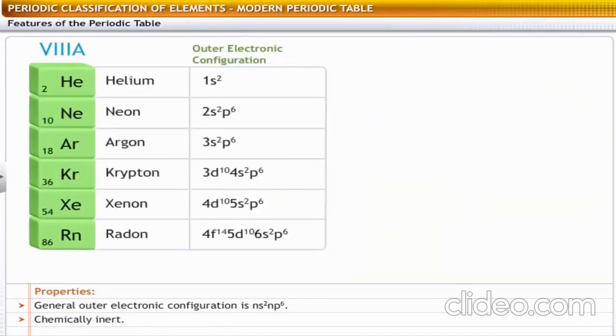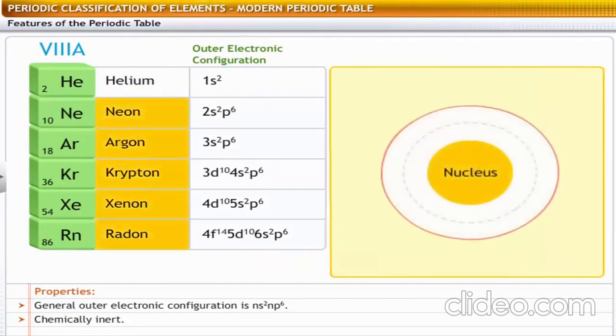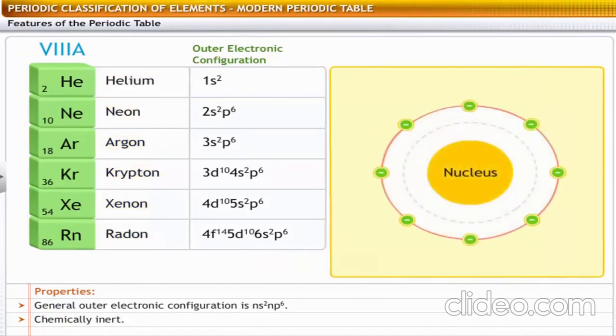The last group is group 8, or the zero group. The elements in this group are helium, neon, argon, krypton, xenon, and radon. All these gases, except helium, have highly stable Ns2Np6 electronic configuration in their outer shell. Helium has 1s2 configuration. They are also known as inert gases because they don't react with other elements.